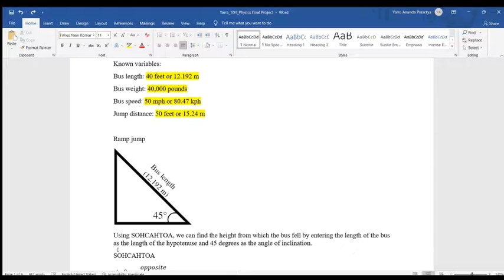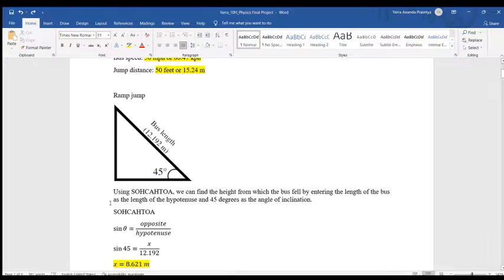So we need to find the height from which the bus fell. And we can do that by using SOHCAHTOA. We can find the height by entering the length of the bus as the length of the hypotenuse, which is this side of the right angle triangle, and 45 degrees as the angle of inclination. The angle is a bit of an estimate, somewhere between 40 and 45 degrees, so I just chose 45 degrees as the angle of inclination.